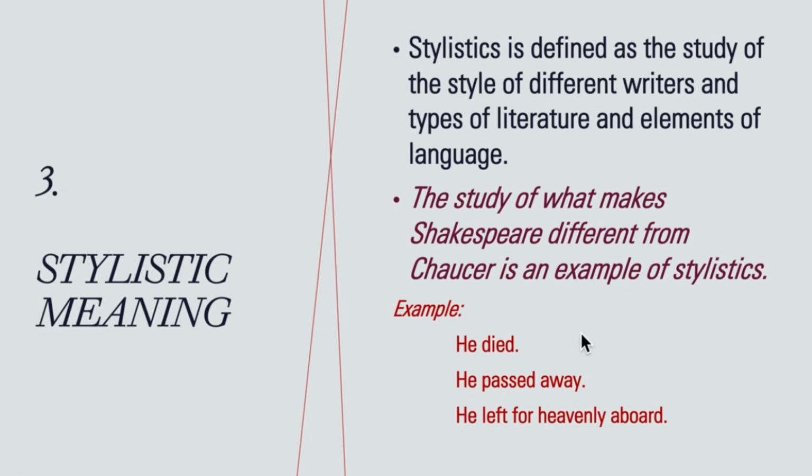For example, if somebody is dead, somebody might express the same idea like he died, but in another set of words, in another way of a style, you can say the same idea: he passed away, he left for heavenly abode, and so on. So a stylistic meaning is the way you express an idea. So the same idea can be expressed in different ways, in different styles, and that refers to a stylistic meaning.